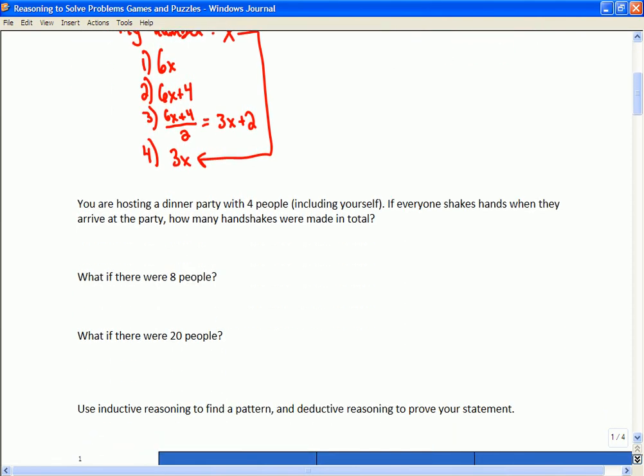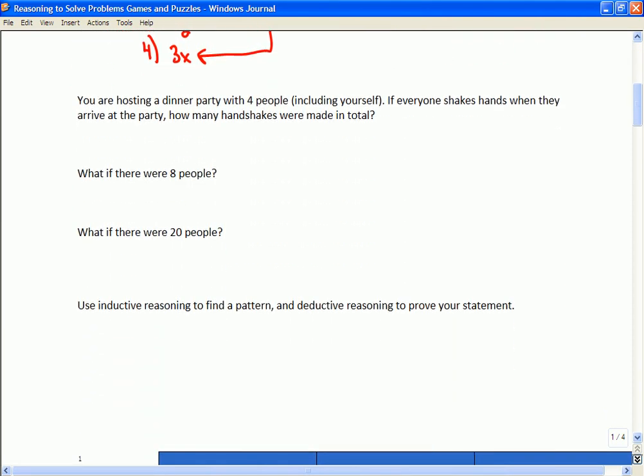Okay, so let's try this little puzzle here, and again we'll use inductive and deductive reasoning to try to prove it. So you're hosting a dinner party with 4 people. That includes yourself. So it's not 5, it's a total of 4. Everyone shakes hands when they arrive at the party. How many handshakes have been made at your party?